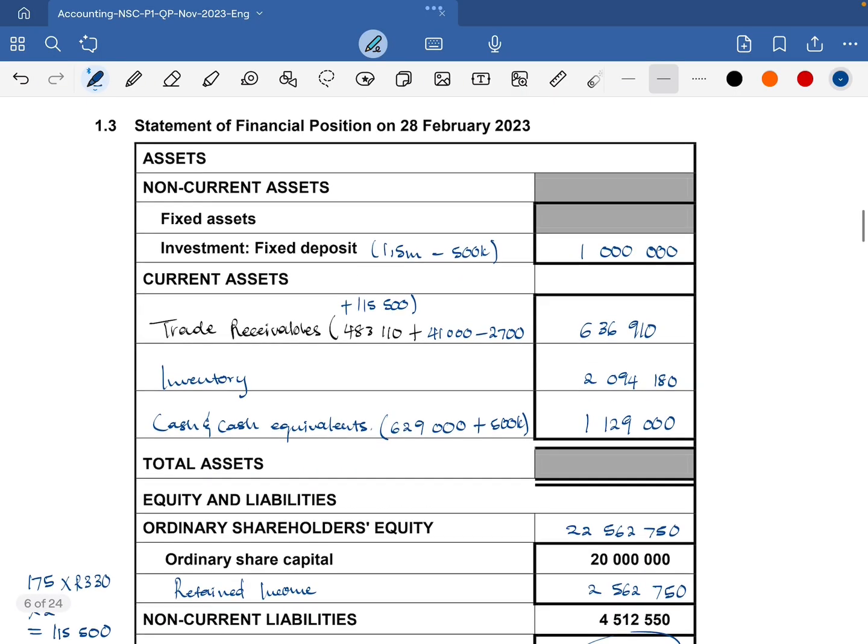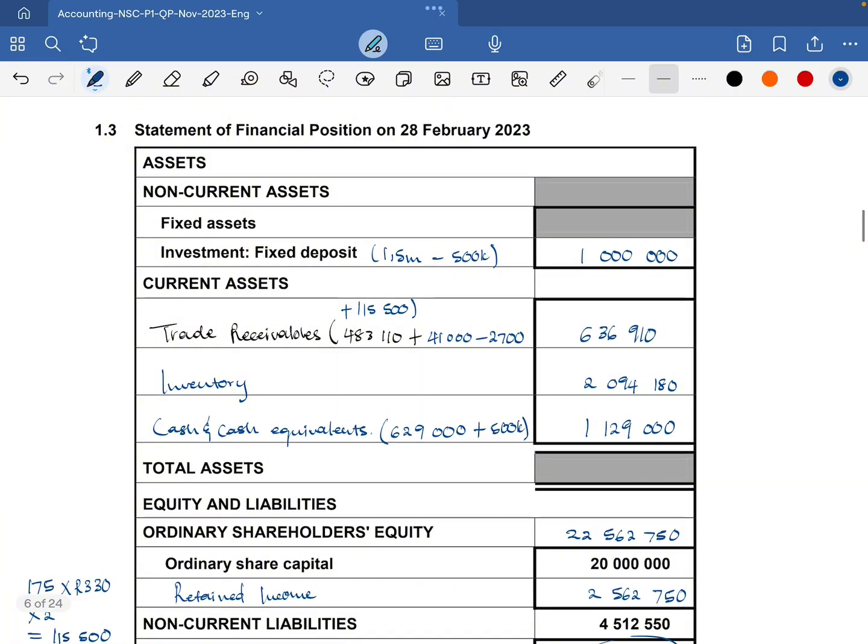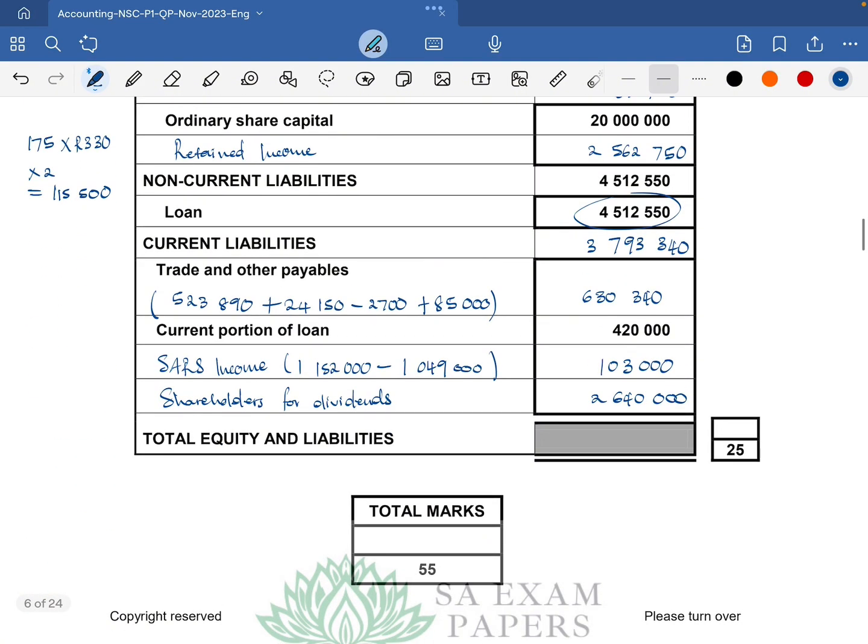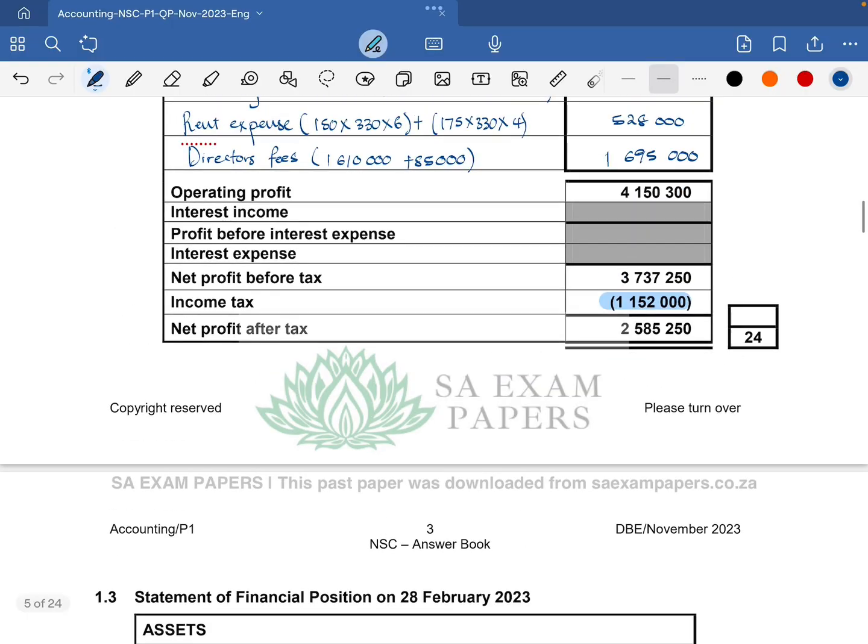Then we are going to quickly sum up our current assets, so do not forget that. So that's 636,910 plus 2094 plus 1,129,123. Okay, and then our current assets should then be 3,860,990. Okay, and then that is the end of the question.